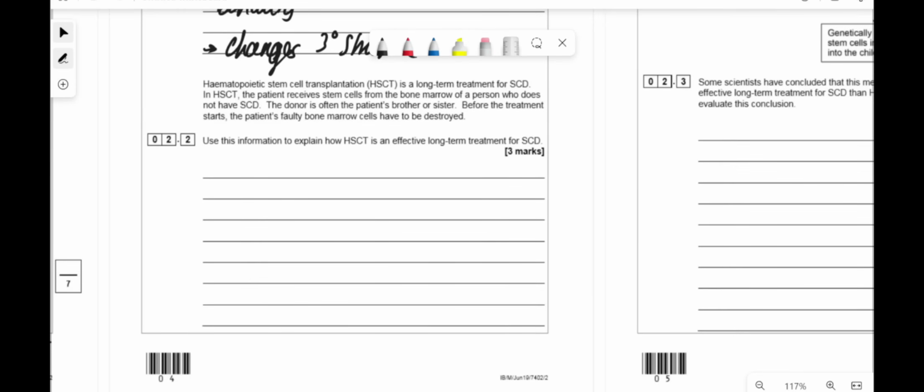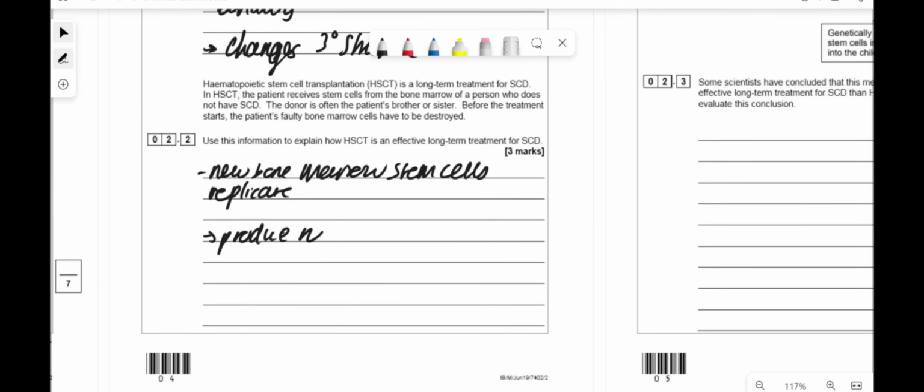SCD is where you have sickle shaped red blood cells, which are faulty and bad. So you need to remember where they all come from. They come from stem cells in the bone marrow. So if you obliterate all the stem cells, then no SCD cells are going to be made. So you've got no defective cells, you've got no defective hemoglobin, etc., and you're starting to make healthy red blood cells instead. So that's what we're talking about here. If you're destroying the bone marrow, then the new bone marrow stem cells replicate and they produce no faulty red blood cells, and they produce healthy red blood cells.